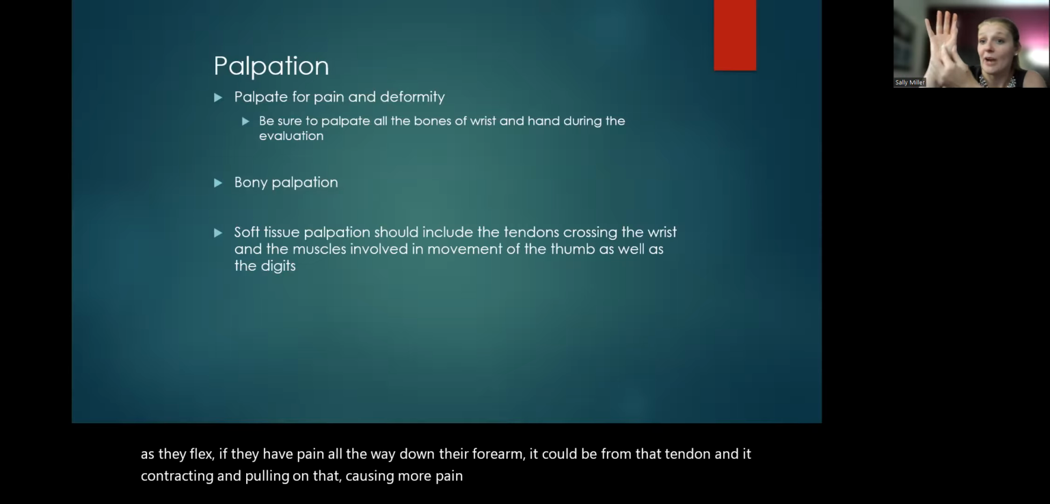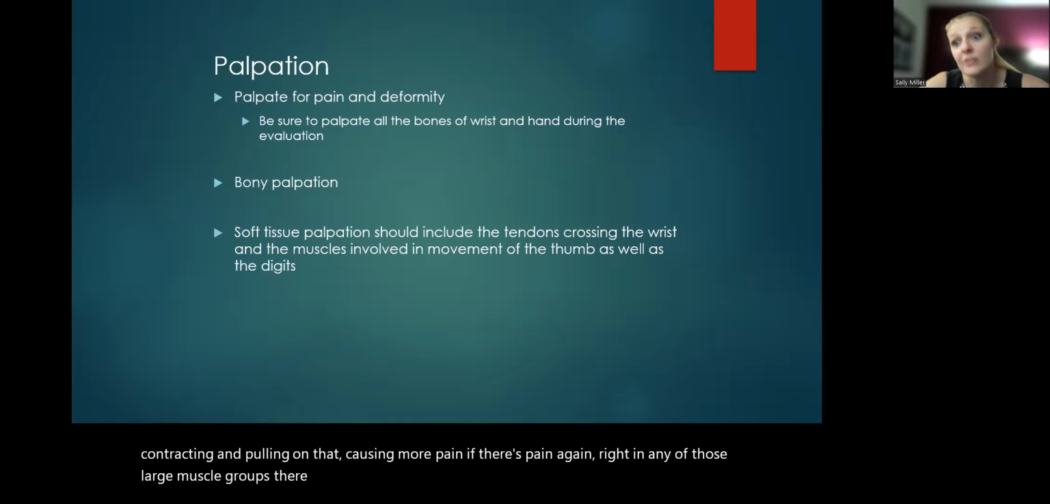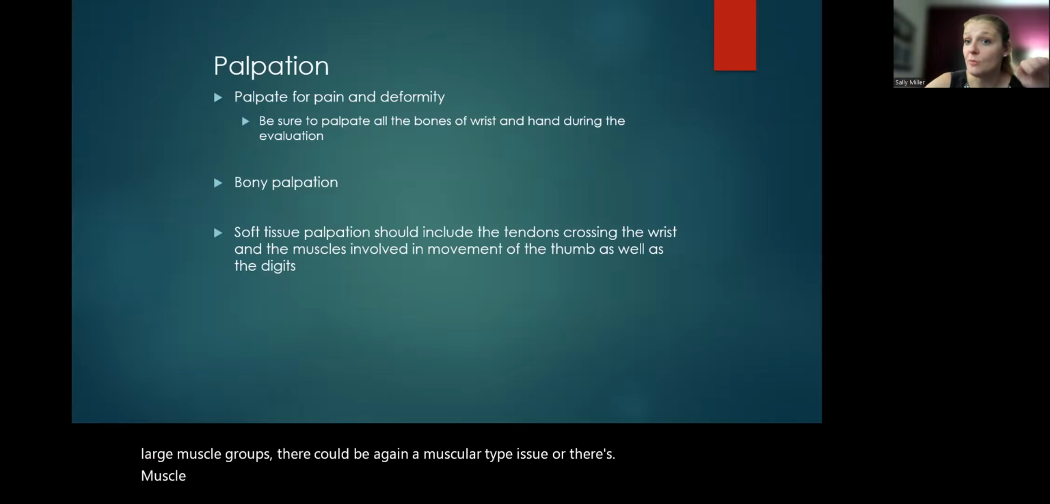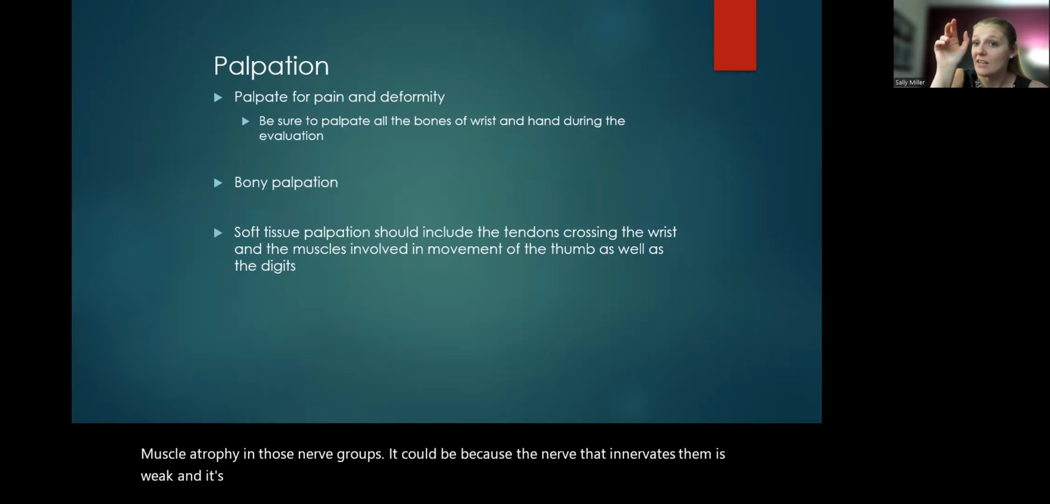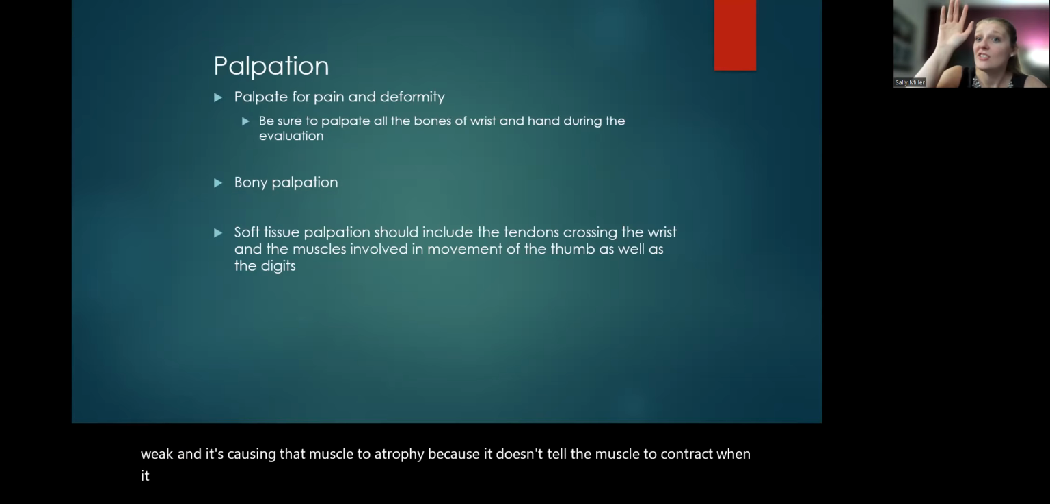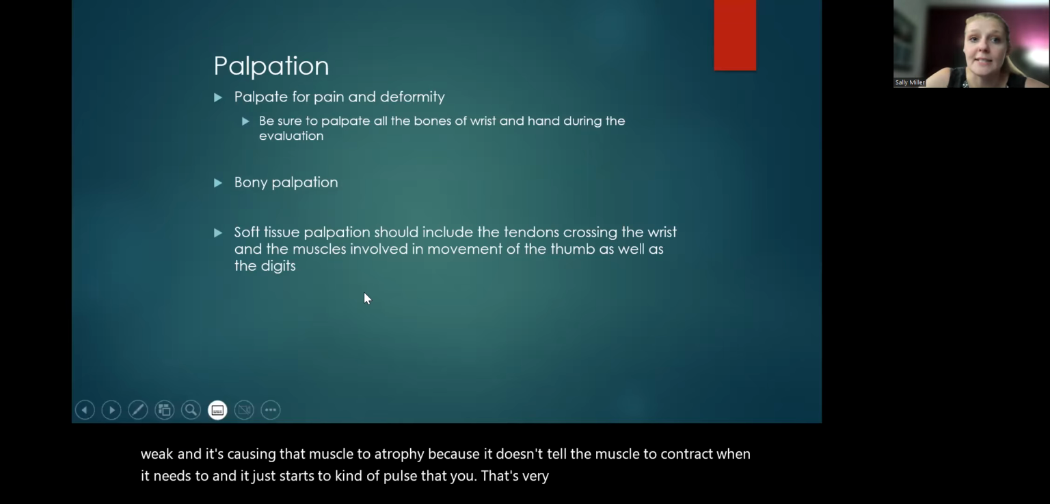If there's pain, again, right in any of those large muscle groups, it could be a muscular type issue. Or if there's muscle atrophy in those nerve groups, it could be because the nerve that innervates them is weak and it's causing that muscle to atrophy, because it doesn't tell the muscle to contract when it needs to, and it just starts to kind of palsy. That's very real. It happens in a lot of cases.